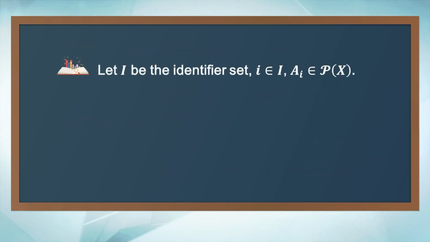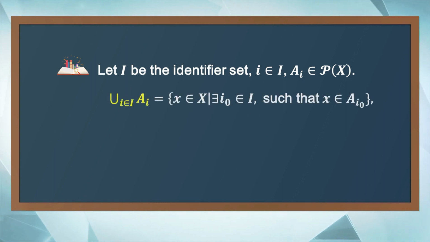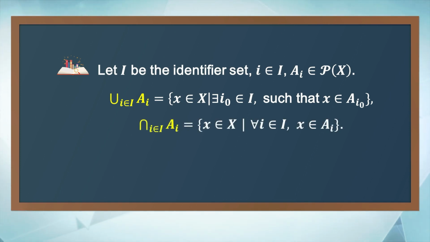More generally, if I is a nonempty set, the element i is called an identifier or index, and the set I is called the identifier set, index set, or identification set. This notation is used to denote the union of all these A sub i. The union is taken over all the identifiers. This notation is used to denote the intersection of all these A sub i. The intersection is taken over all the identifiers.